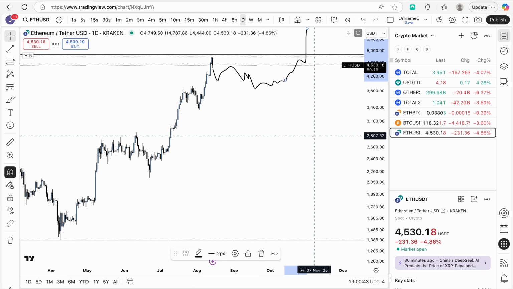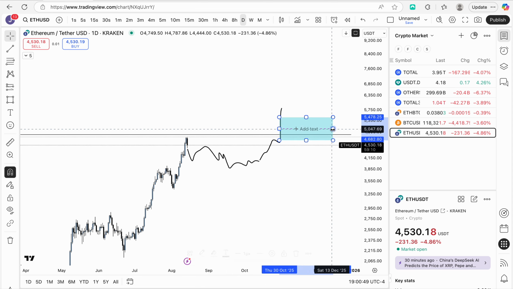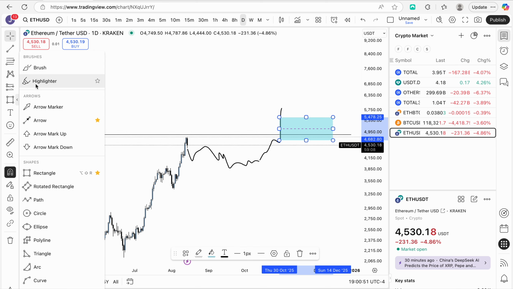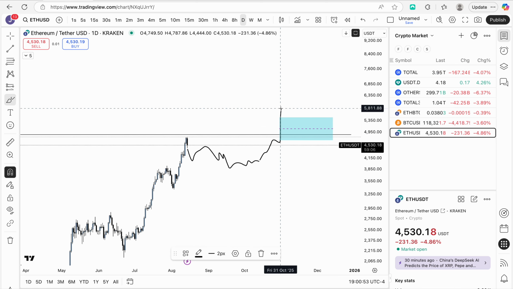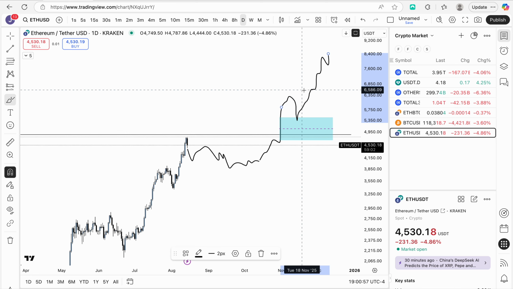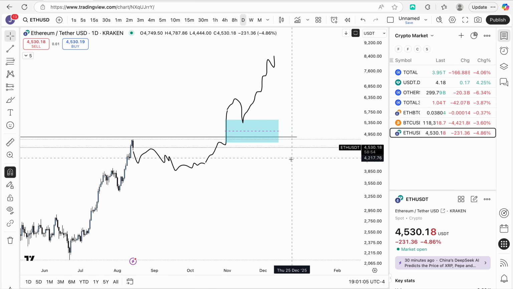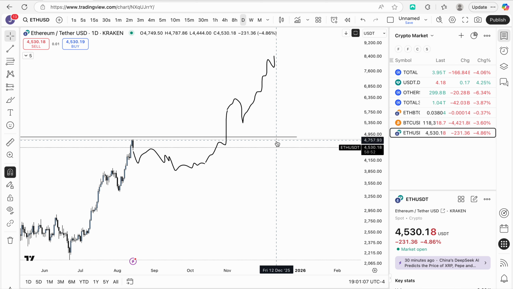When it explodes, it will create some sort of a fair value gap in here, which will be used to support price to take it higher. So it'll go like this, come into here, and then go higher. And personally, I think 8 to 9,000 is probably going to be the peak for Ethereum. I think that's where it'll go. That's how I see price happening in this market for the next little while.